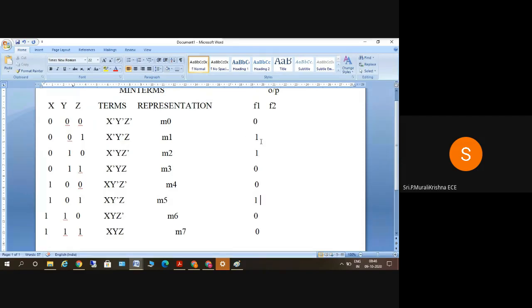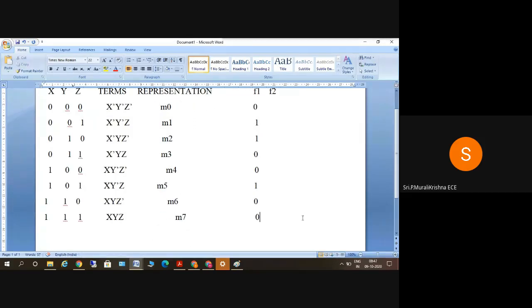So what are the outputs which are equal to 1 here? This is equal to 1, so hence it is M1, and this is equal to 1 here. So M1 plus M2 plus, this is equal to 1, M5. Okay, so I can write F1 like this. So F1 is equal to M1 plus M2 plus M5.